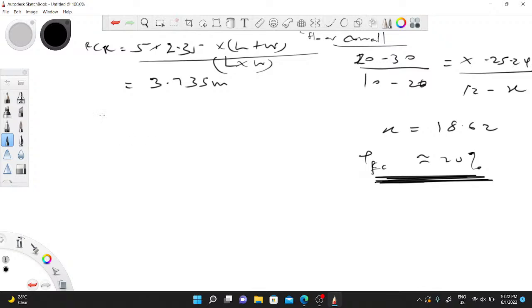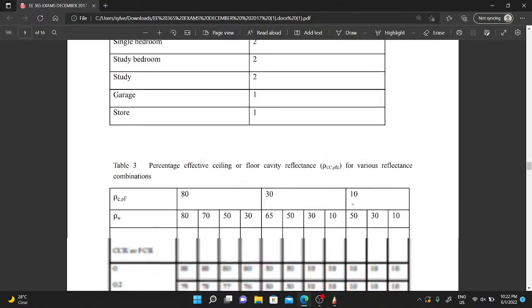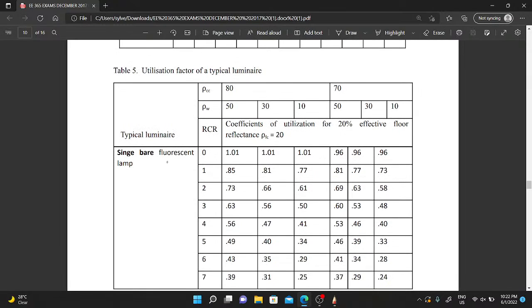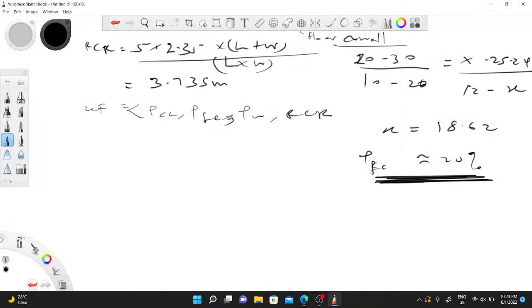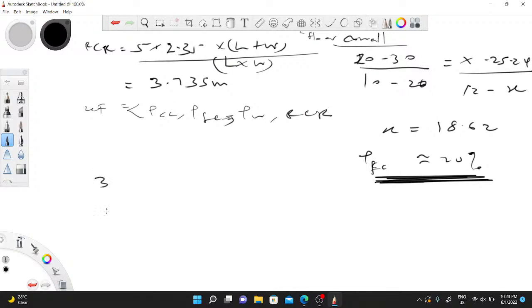Sure, let's move on. So after RCR, now we have to find our UF using row CC, row FC, row W, and our RCR. So we'll use table number 5. With a row CC of 80 and row W of 50 and row FC of 20, what do we get for our RCR? RCR is 3.75. 3.75 is between 3 and 4. So I interpolate between 3 and 4.